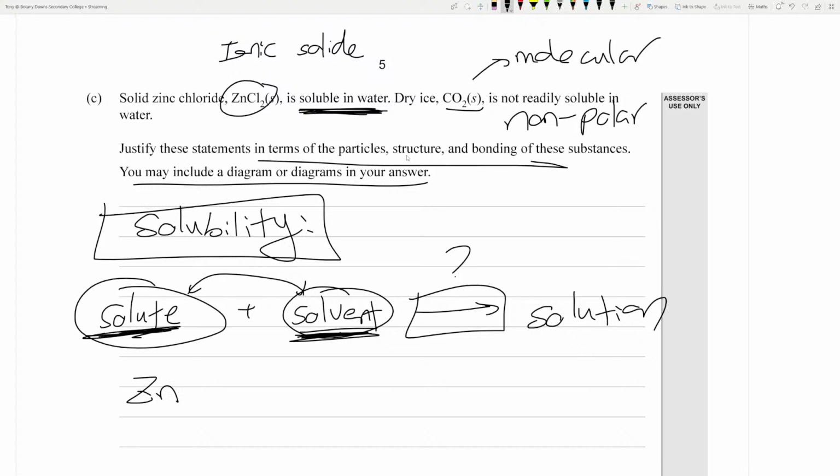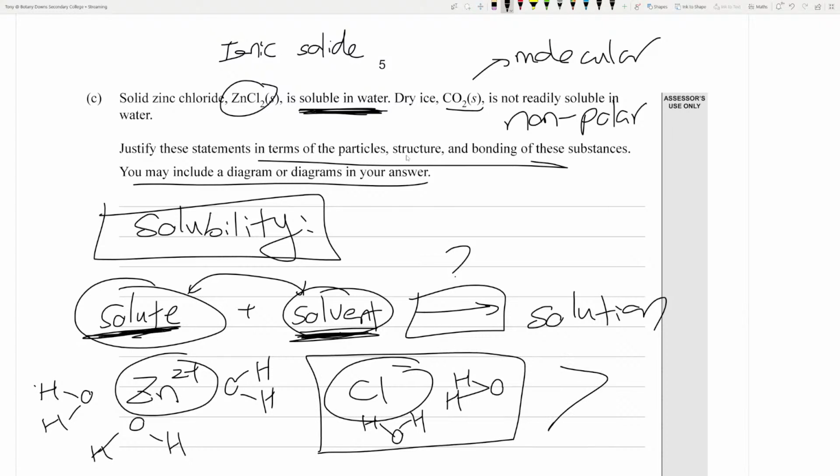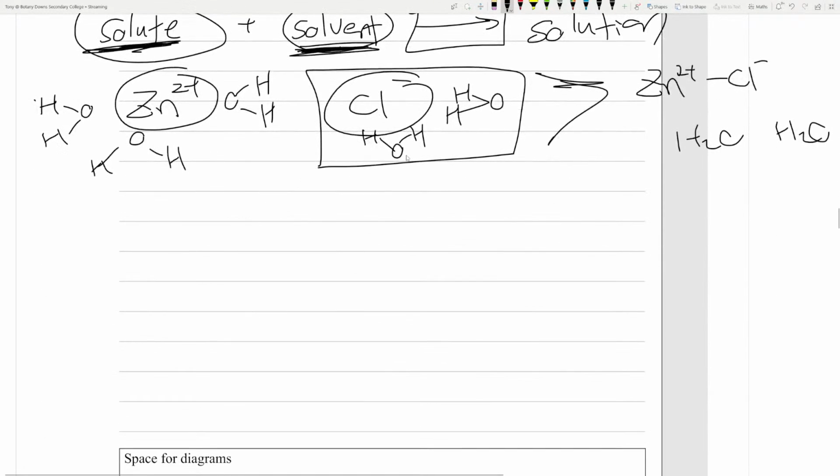So with zinc chloride, for example, your zinc gets pulled apart, so your water does this. Your water has positive and negative ends. So what happens with the zinc is that the negative end of the water, the oxygen, will surround the Zn2+, and then the positive end from the water will surround the Cl-. So this force of attraction is stronger. This is stronger than zinc and Cl, and water and water. Okay, so this is stronger. That's why it dissolves.